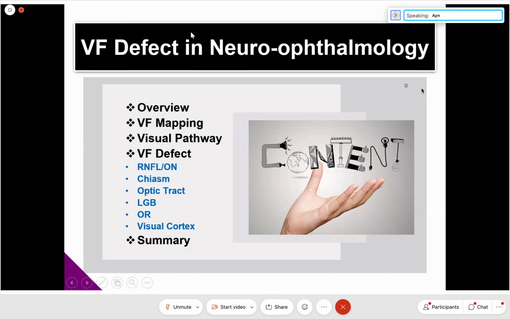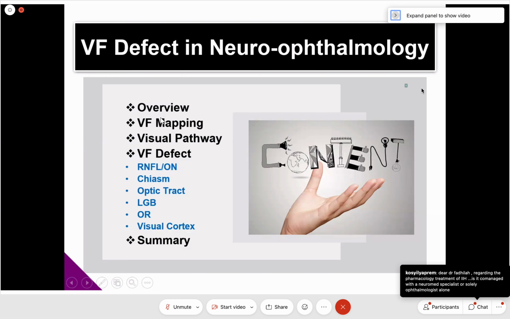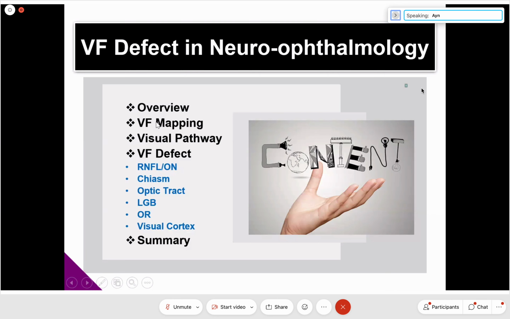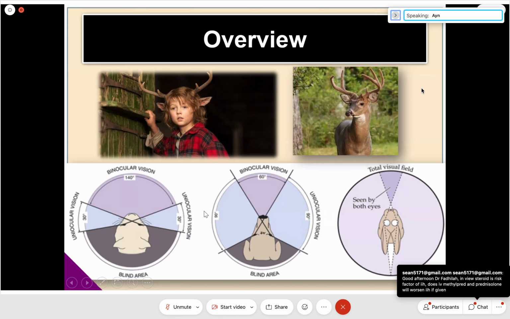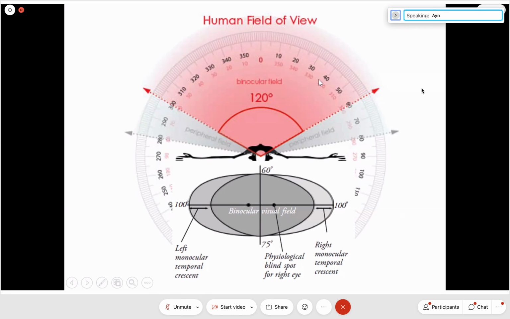I'll give some overview about visual field and briefly how the visual field is mapped. Next, we go to the visual pathway and go to the specific visual field defects. Okay, this is just some overview. Visual field, actually we have binocular and also monocular visual field. Each creature has a different binocular and monocular visual field. Okay, we focus on the human visual field.